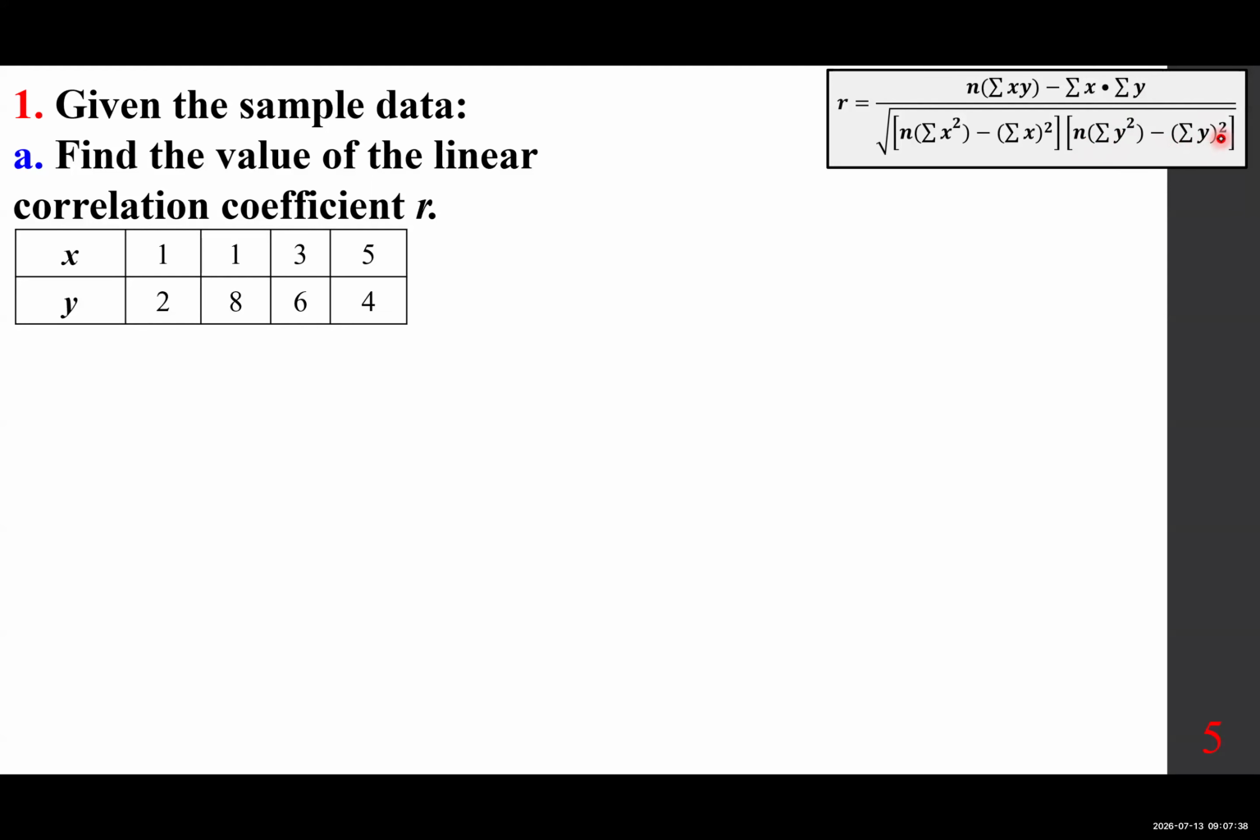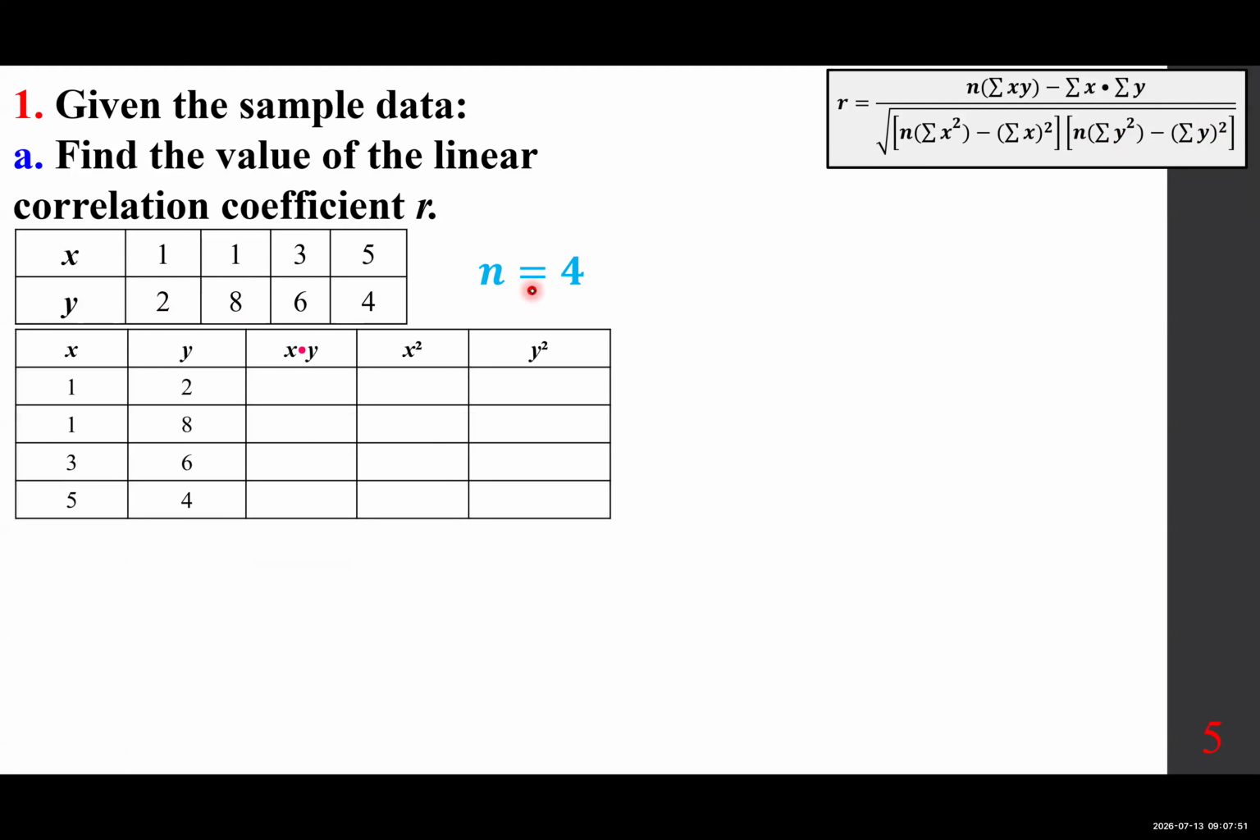So what do we do? We are going to write the x and y in either a row or column, makes no difference. First of all, we have 1, 2, 3, 4 pieces of data. N equals 4. Secondly, here's the x, here's the y.